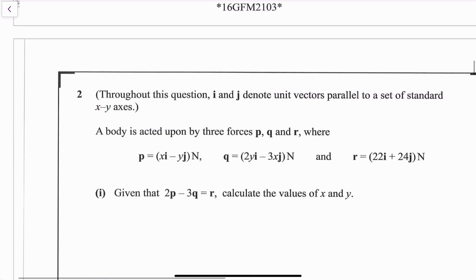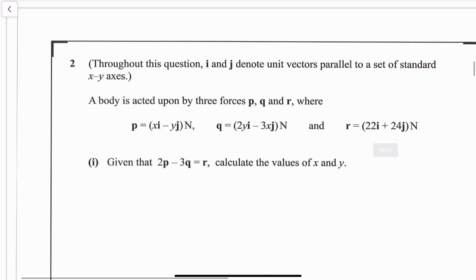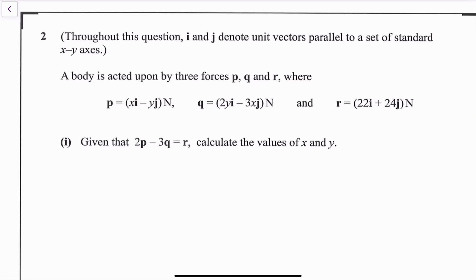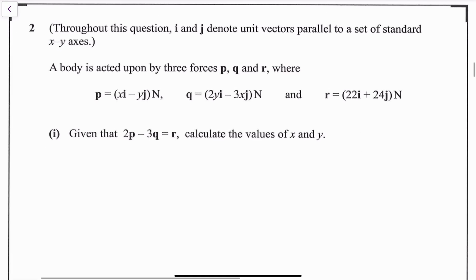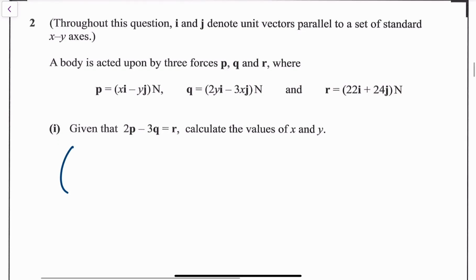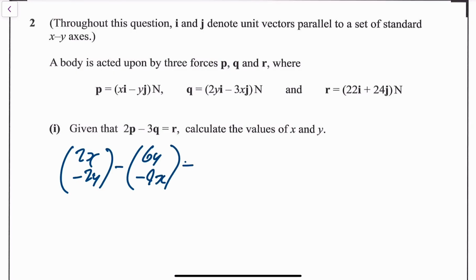Question 2 is about our vectors again, but forces as vectors. It says a body is acted upon by 3 forces, P, Q, and R, where they are vectors. Given that 2P minus 3Q is equal to R, calculate the values of X and Y. I'm going to do this as a column vector. So 2P is going to be 2X minus 2Y, and then minus 3Q is going to be 6Y minus 9X, and that equals R, which is 22, 24.